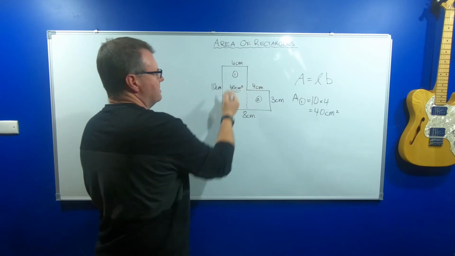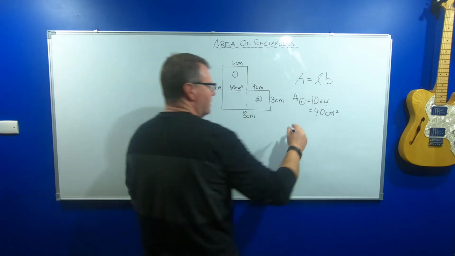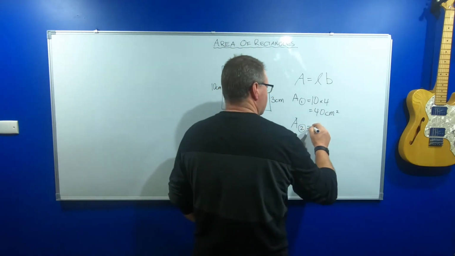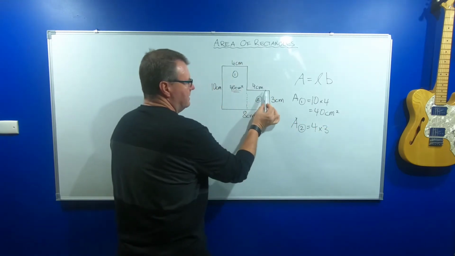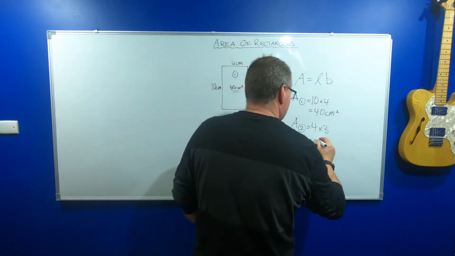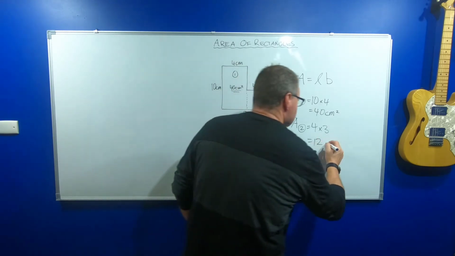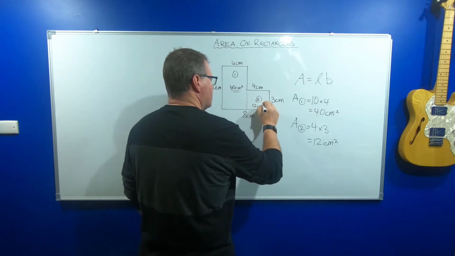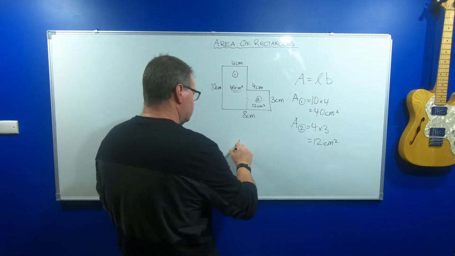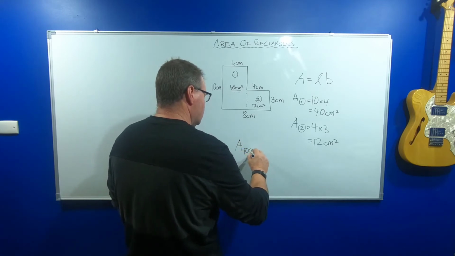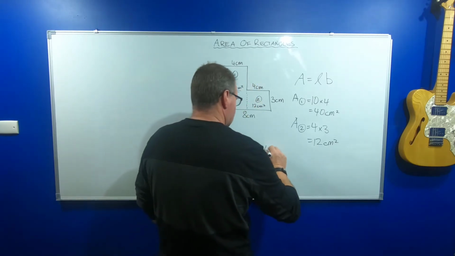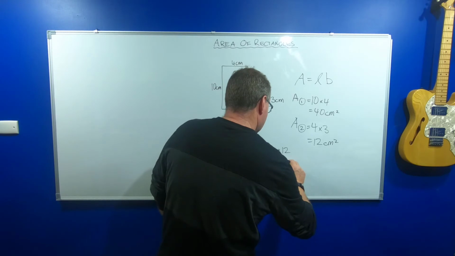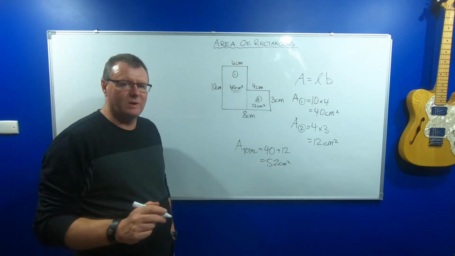Right, that's the space inside that rectangle. Let's do the same for rectangle 2. The area for number 2 is this side times this side to give me 12. Don't forget my units, 12 centimeters squared. So this bit is 12 centimeters squared. So the area for the whole thing, in other words, the area for the total of that shape is 40 plus 12 equals 52 centimeters squared. Great job.